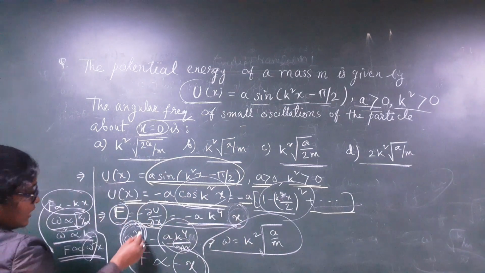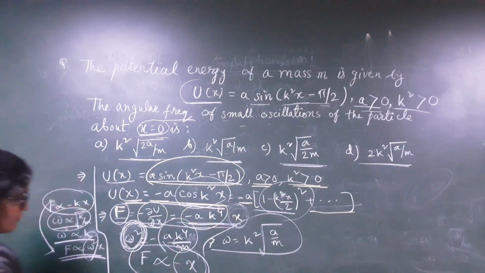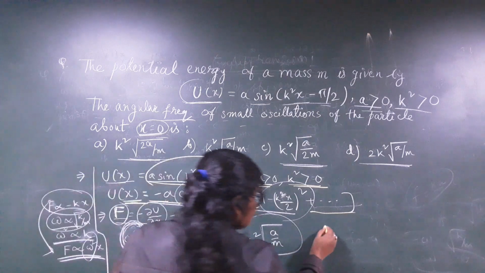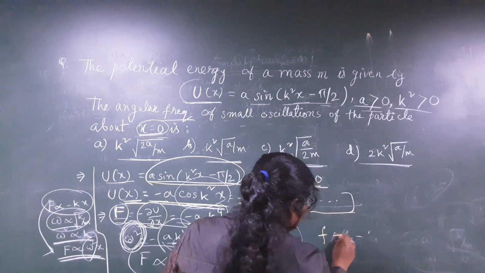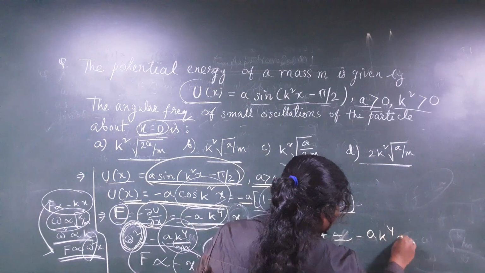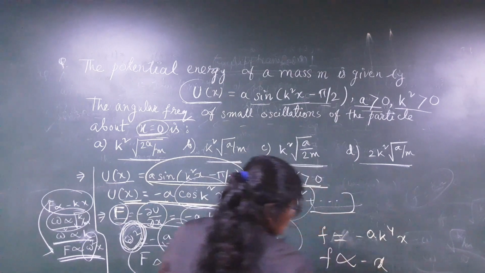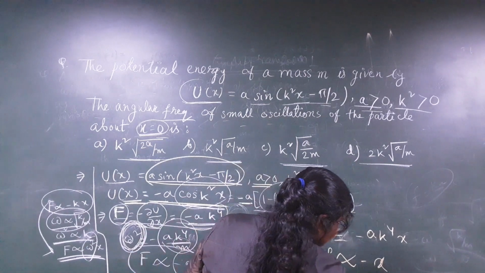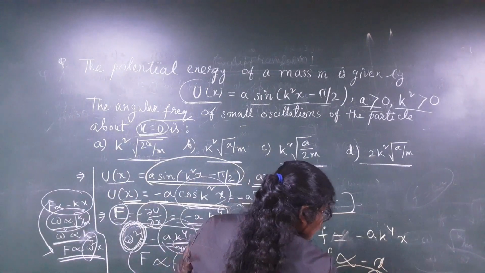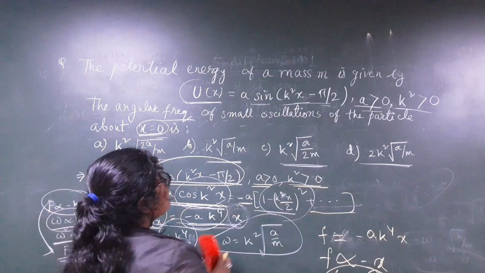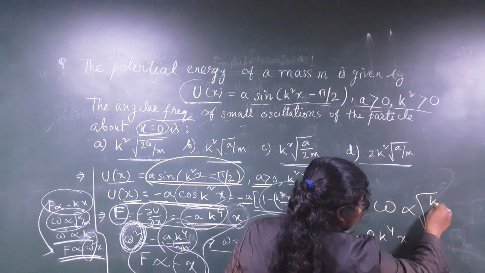Now here omega square is minus A k⁴ divided by m. Since this is a simple harmonic motion, the force term is directly proportional to minus x. Here the force term equals minus A into k⁴ into x. So we can write that this force term is proportional to minus x, or F equals minus kx, where k is the spring constant for the simple harmonic motion. And we all know that for simple harmonic motion, omega is directly proportional to root over k by m.